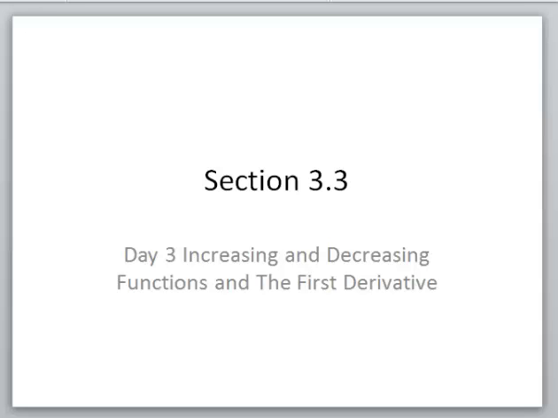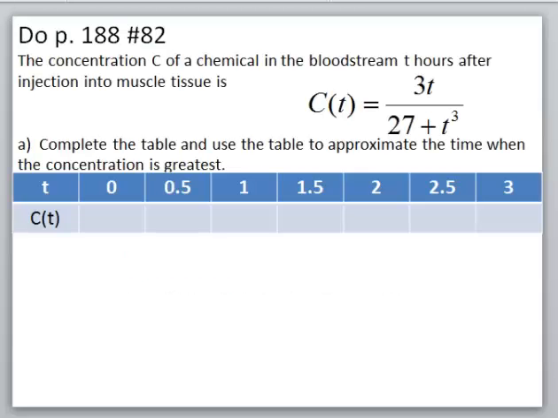Today I'm just going to have you look at one more example. We're going to go through the different parts of the example. The first part is to complete the table. So we're going to know that the concentration C of a chemical in the bloodstream T hours after injection into the muscle tissue is given by that function. Complete the table and use the table to approximate the time when the concentration is the greatest.